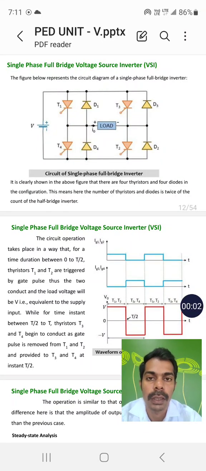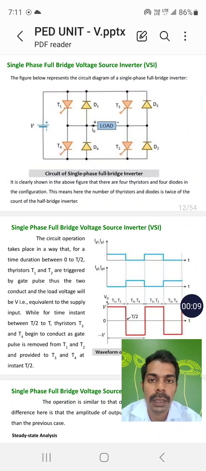Hi everyone, in this video we are going to see the topic single phase full bridge voltage source inverter. The inverter converts the DC supply into the AC supply. The inverter is classified into two types, that is voltage source inverter and current source inverter.